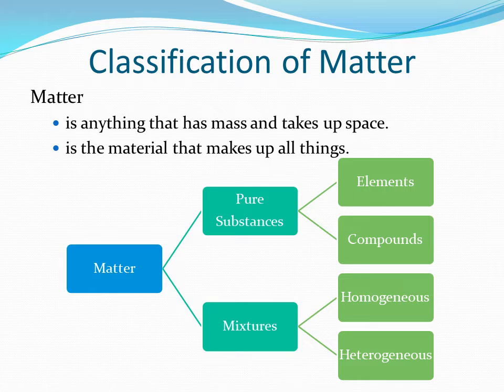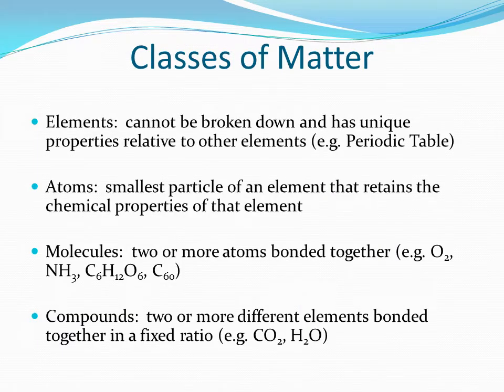Matter is anything that has mass and takes up space. It's the material that makes up all things. As we jump into the classes of matter, we want to define four terms. We have elements, which cannot be broken down and have unique properties relative to other elements. For example, a periodic table of elements. All those elements are considered different and have different, unique properties relative to each other.